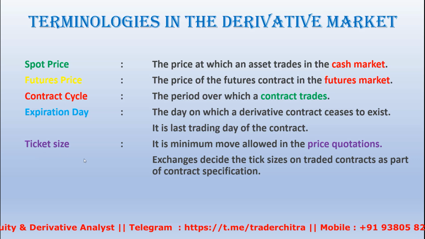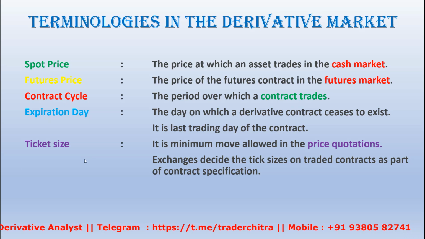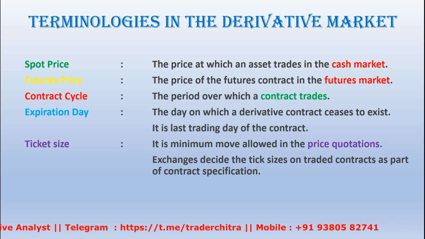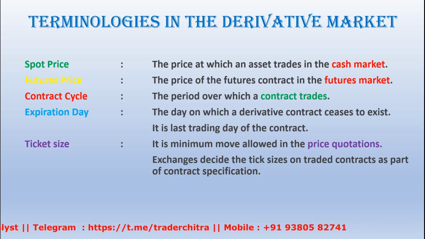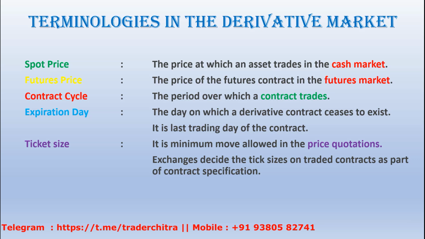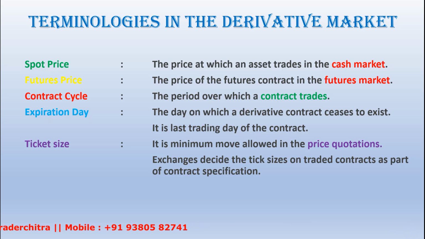What is an expiration day? The day on which a derivative contract ceases to exist. It is the last trading day of the contract. Tick size is the minimum move allowed in the price quotations. Exchanges decide the tick sizes on traded contracts as part of contract specification.